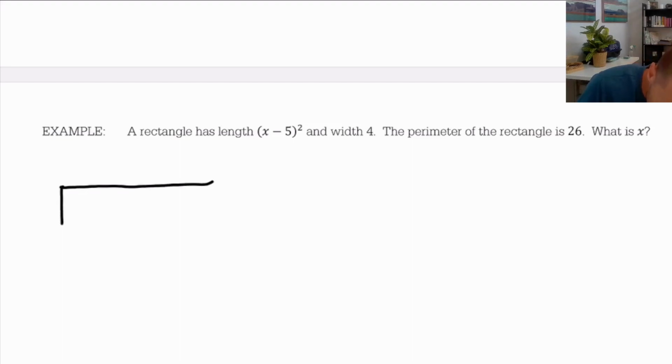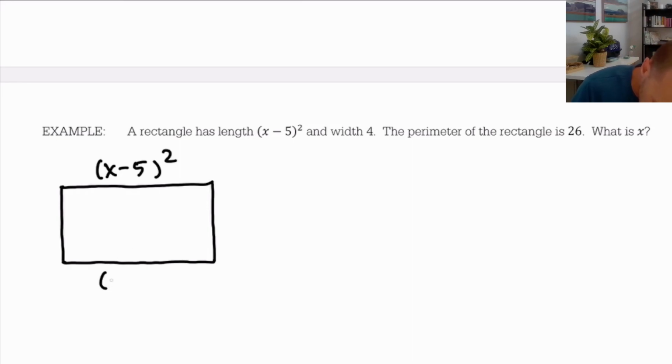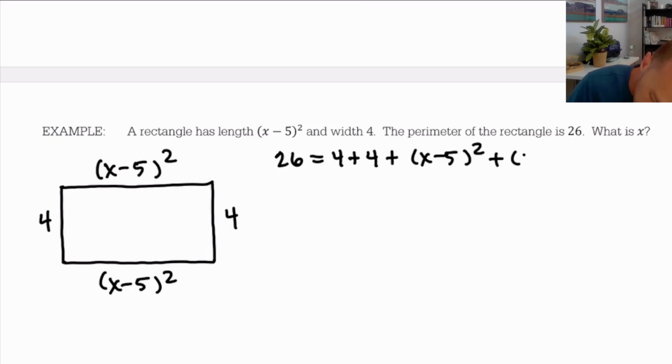Okay, so they're talking about a rectangle, but they didn't draw us a picture, so we should probably draw our own. Okay, so length and width, whatever, I'll just say this is (x minus 5) squared. This one's also going to be (x minus 5) squared, and width 4. Maybe the width is that way. And the perimeter of this rectangle is equal to 26. So that means that 26 is what I would get if I added 4 to (x minus 5) squared and another (x minus 5) squared.